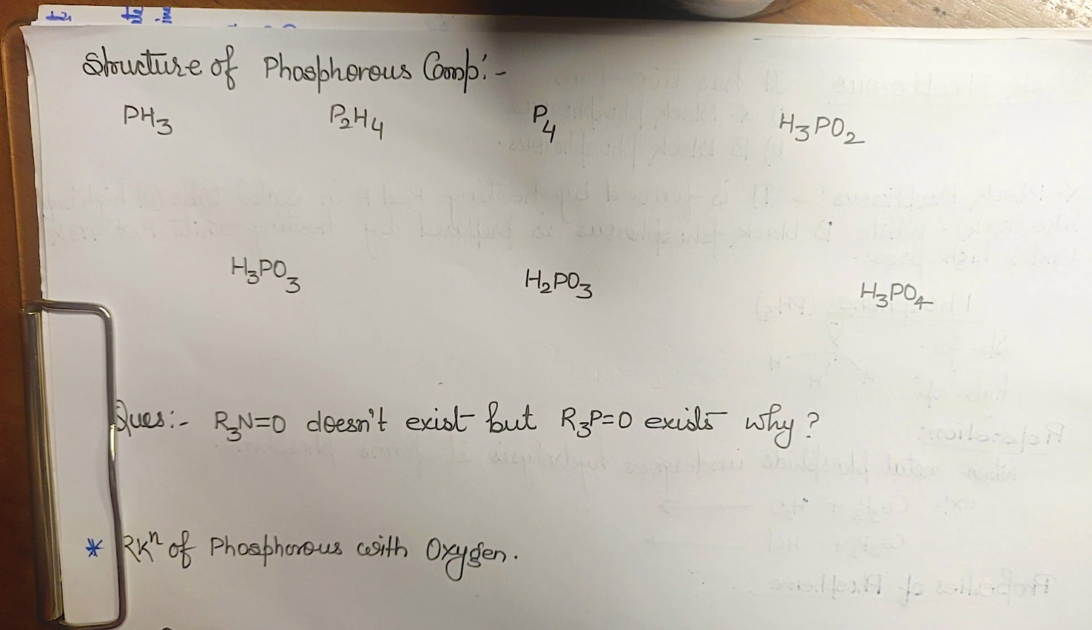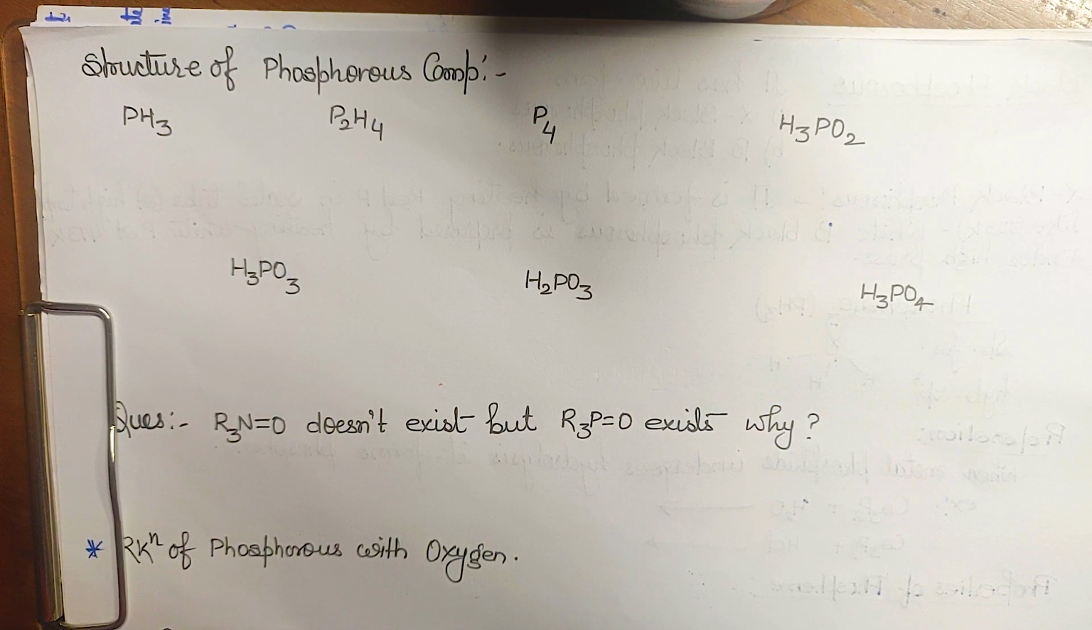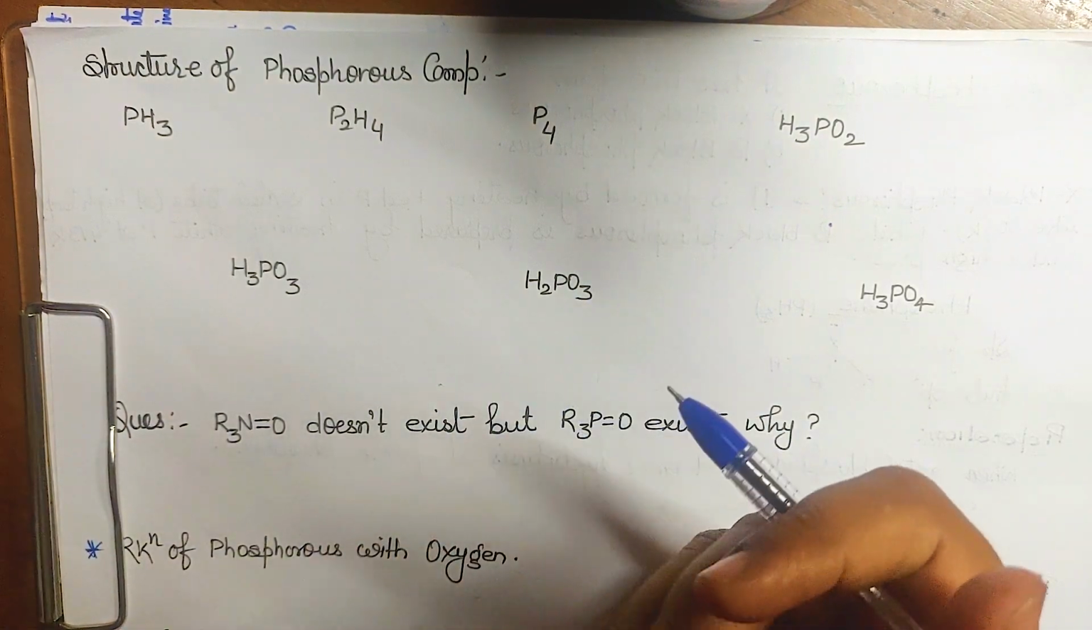So class today, after knowing all the oxidation numbers in the previous class, the oxidation number of phosphorus, knowing the range of oxidation numbers of phosphorus. Now today we will do the structure of the phosphorus compounds. Got it? And there are a few questions.